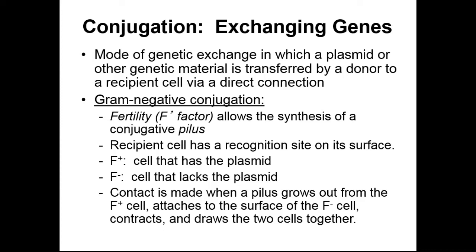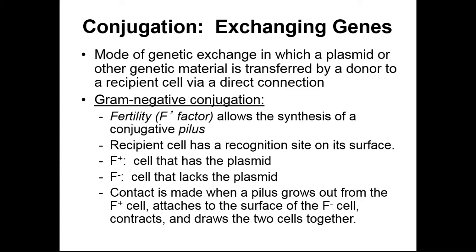Gram-negative cells have a cell membrane, a cell wall, and then another cell membrane. So there's a cell membrane sandwich with that peptidoglycan cell wall in the middle. So gram-negative bacteria, generally speaking, are going to have different mechanisms in play compared to the gram-positive bacteria that have just a cell membrane and the cell wall.